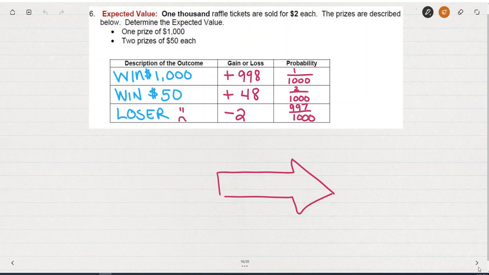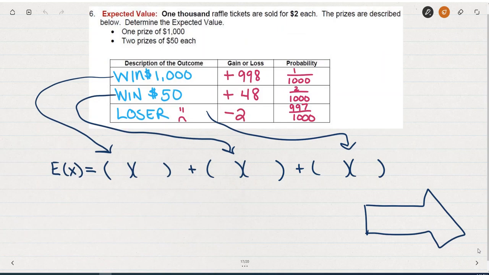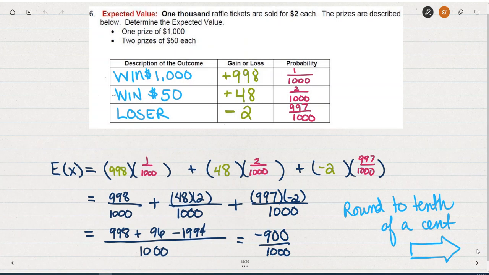Looking at the gain or the loss, when you win $1,000 but you paid $2 to play, your gain is 998. When you win 50 and you paid $2 to play, your gain is 48. And if you lose, you have paid $2, so you've lost $2. We could write these values into the formula: 998 times 1 1,000th plus 48 times 2 1,000ths plus negative 2 times 997 1,000ths, and we're going to get negative 900 over 1,000.